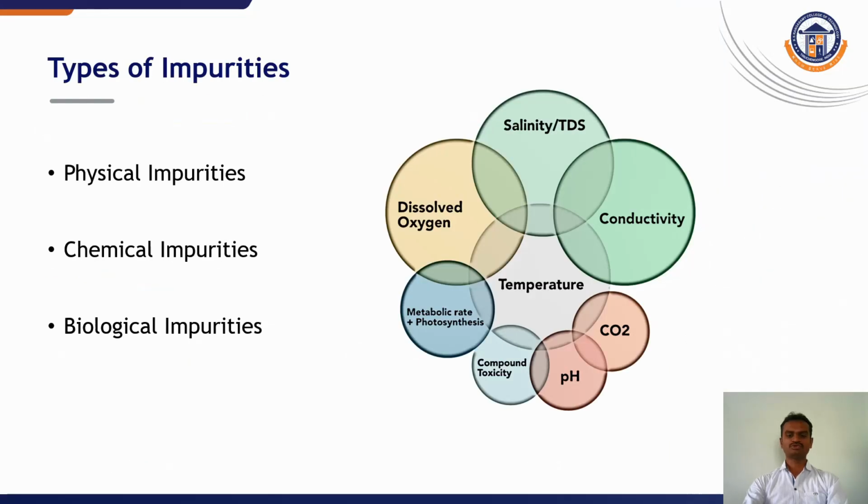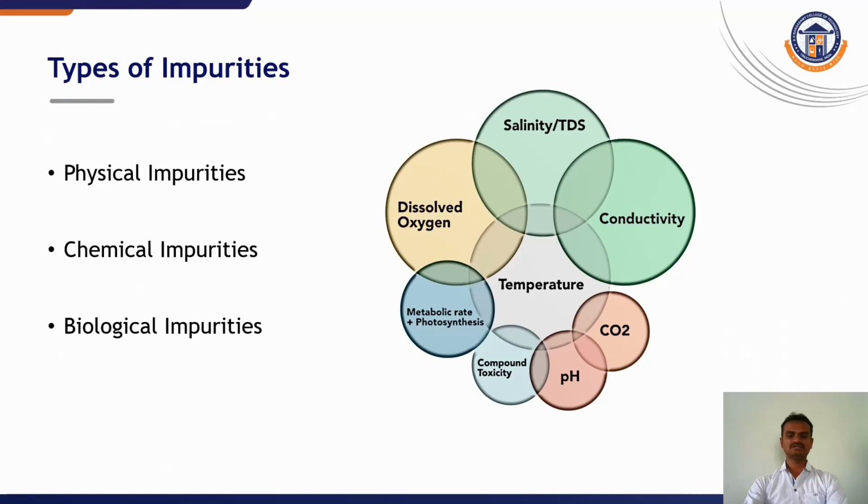Water in its purest form is simply H2O, but in reality it always contains some level of impurities. These can come from natural sources like soil, rock, or human activities such as domestic sewage, agriculture, and industry. These impurities in water are generally classified into three types.